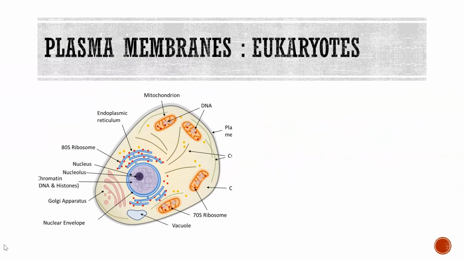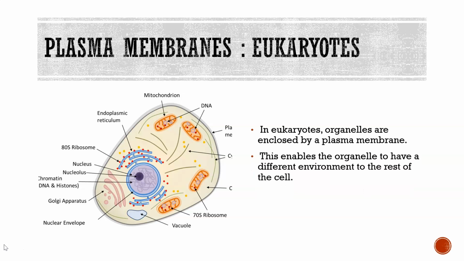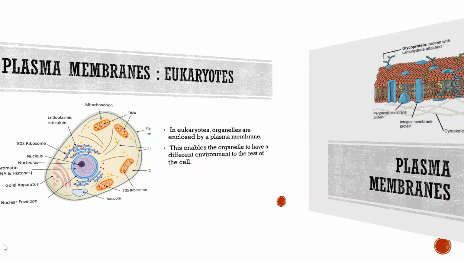Now, in our eukaryotic cells, our organelles are also contained within plasma membranes, and this allows each organelle to have a controlled environment as well.